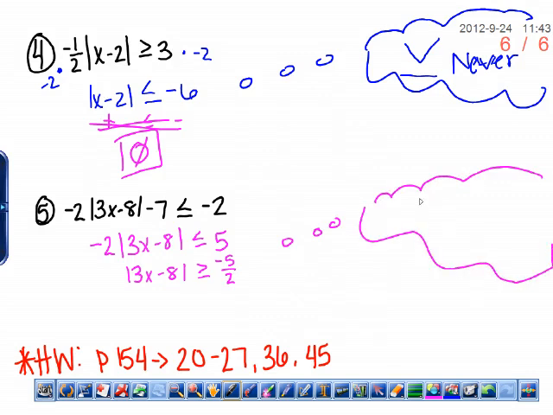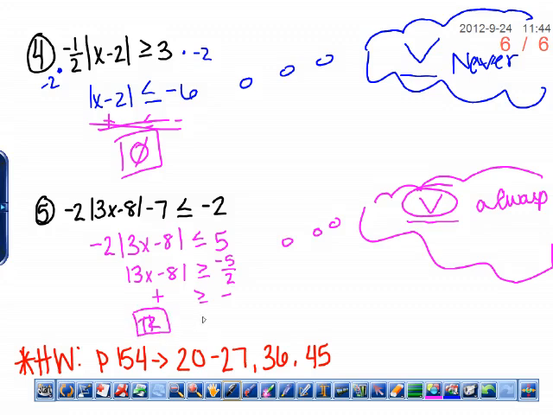Now, I have my absolute value graph, and I want to know when is that bigger than a negative y value? Always. All of this is bigger than, because I have a positive greater than or equal to a negative, and that always happens. So what's my answer? All real numbers. How would I write that if I was asked for interval notation?